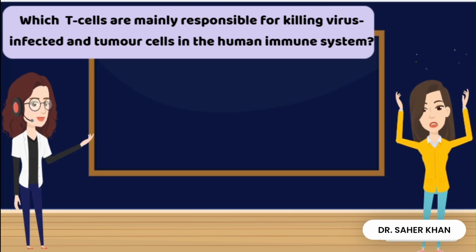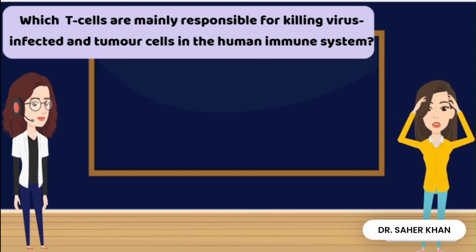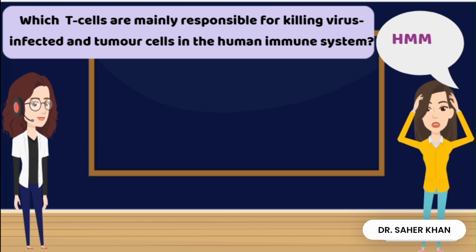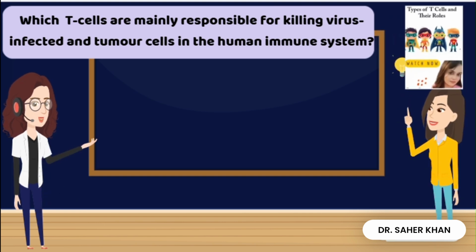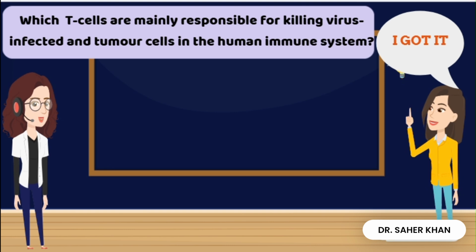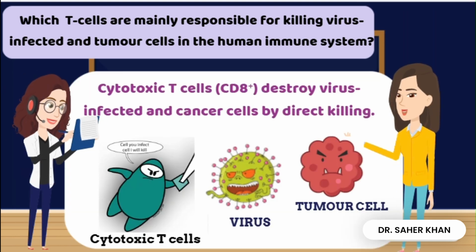Good. Your next question. Which T cells are mainly responsible for killing virus-infected and tumor cells in the human immune system? The correct answer is cytotoxic T cells, also called CD8 T cells. They directly kill virus-infected and tumor cells by releasing perforins and granzymes.